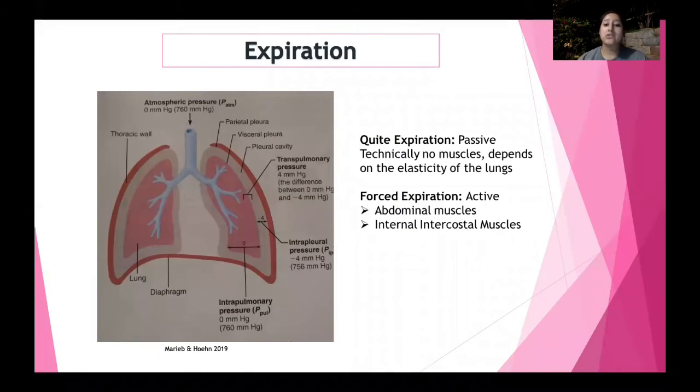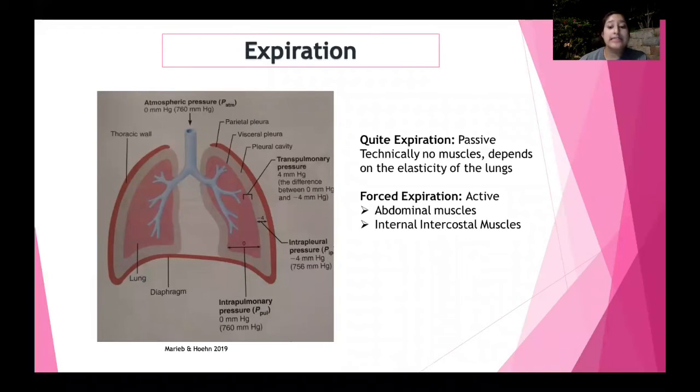Expiration also has two subcategories: quiet expiration and forced expiration. Quiet expiration is a passive process. Technically, it uses no muscles. It's more dependent on the elasticity of the lungs rather than on muscles. Elasticity is defined as the resistance to stretch, like a rubber band that is being stretched, it wants to recoil back.